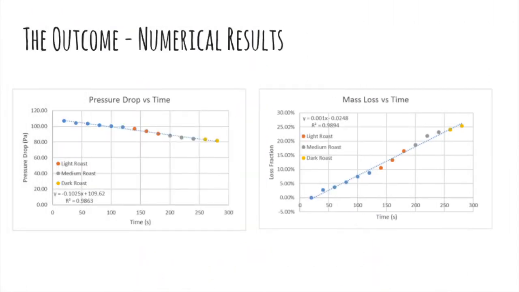As you can see, as mass is lost by the beans from roasting, pressure drop decreases. With these results, we are able to numerically quantify when each roast happened in our reactor. This enabled us to make light, medium, and dark roasts consistently. Each of these roasts can be seen in the next slide.